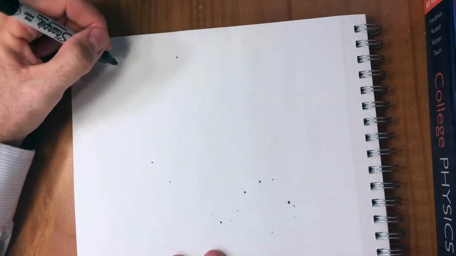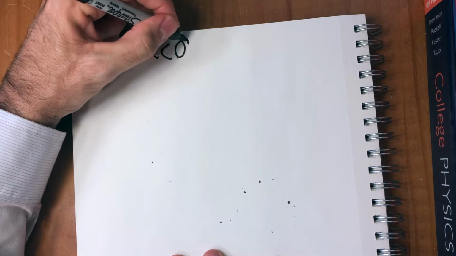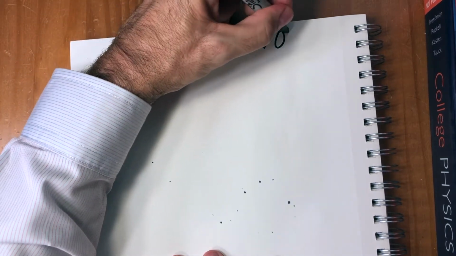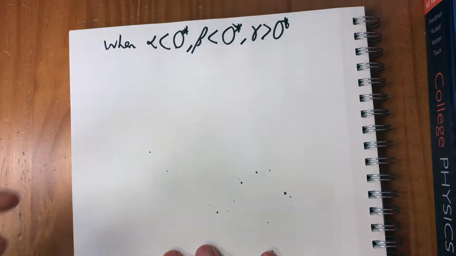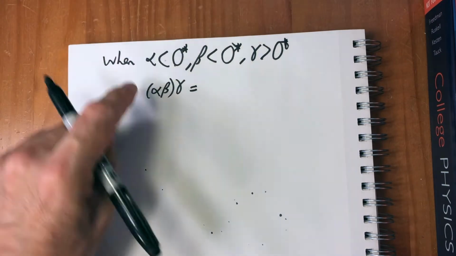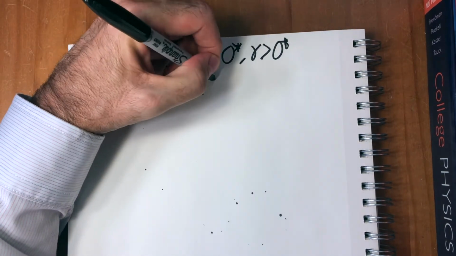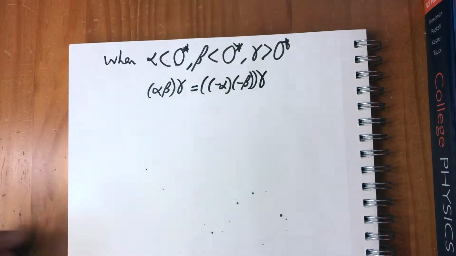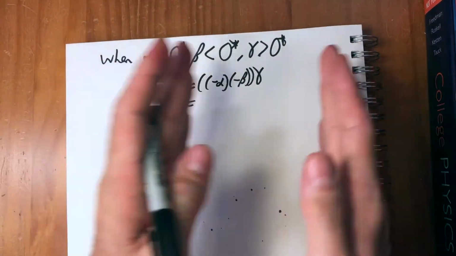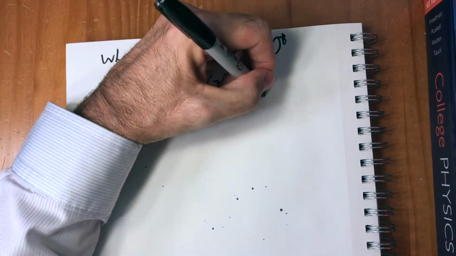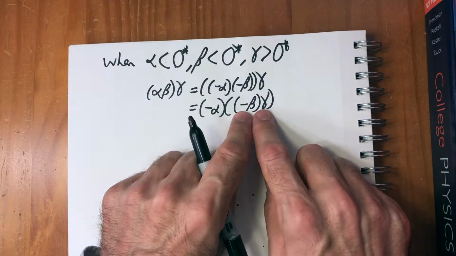So when alpha is less than 0 and beta is less than 0 and gamma is greater than 0, then we have alpha beta gamma equals. Now these are both negative, so that means that this is minus alpha minus beta gamma. Now these three are all positive, so we can switch the parentheses again, and we have minus alpha minus beta gamma. Oh, this whole thing now is positive.